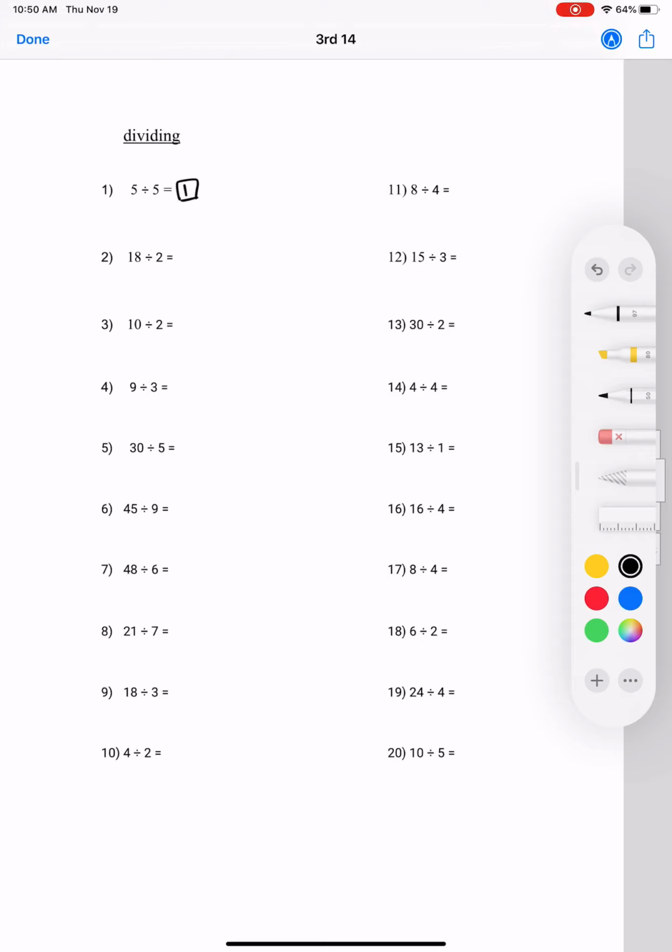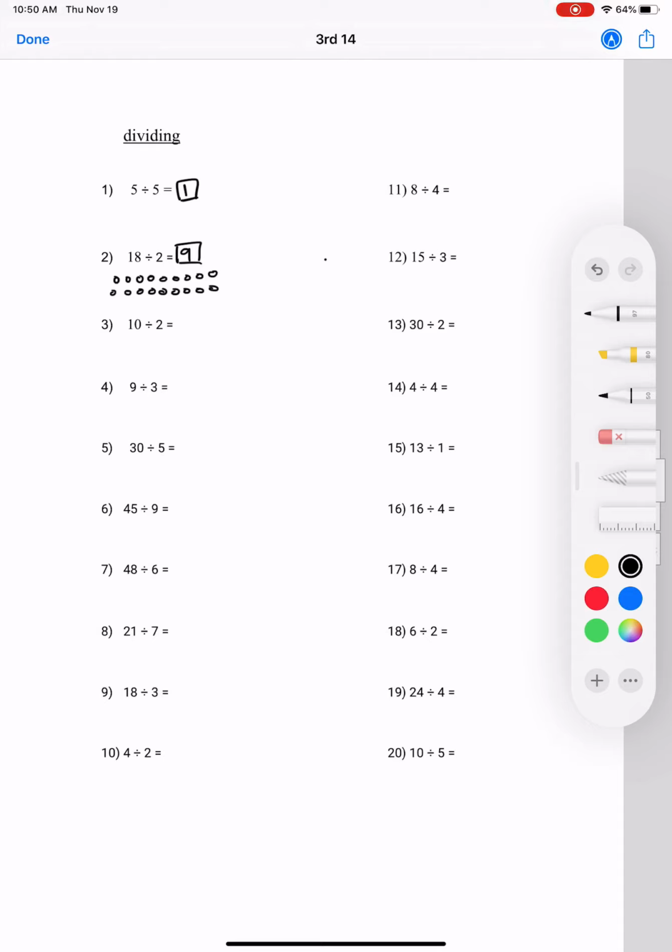18 and 2. What times 2 is 18? In this case, the answer would be 9. But if you have trouble doing that, you can draw it out. 1, 2, 3, 4, 5, 6, 7, 8, 9, 10, 11, 12, 13, 14, 15, 16, 17, 18.